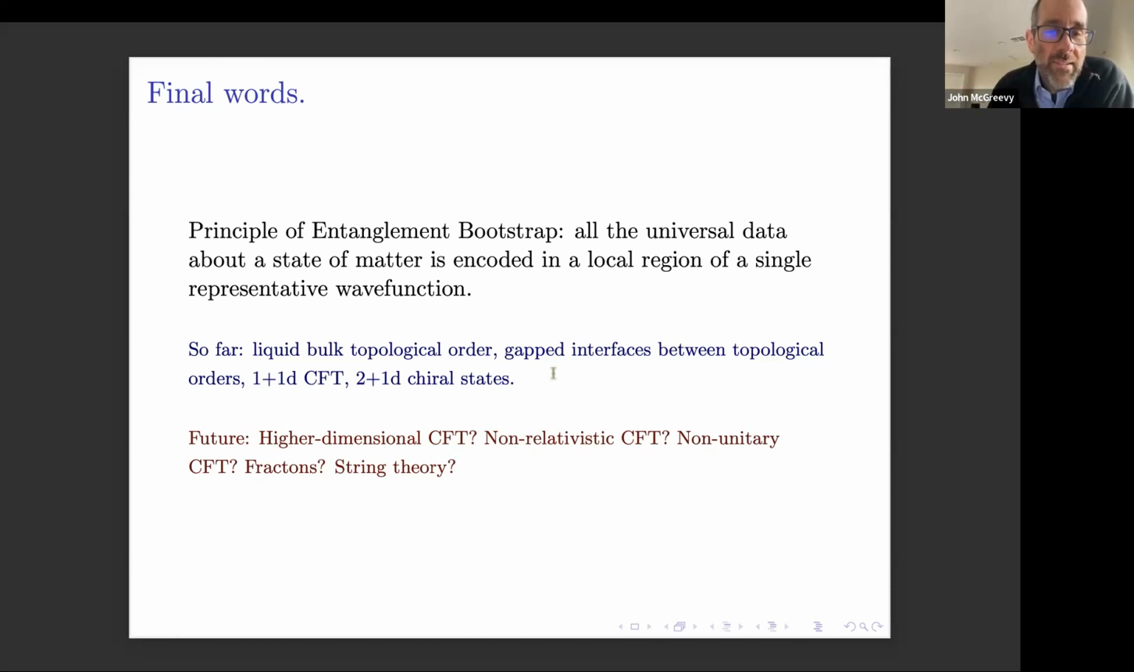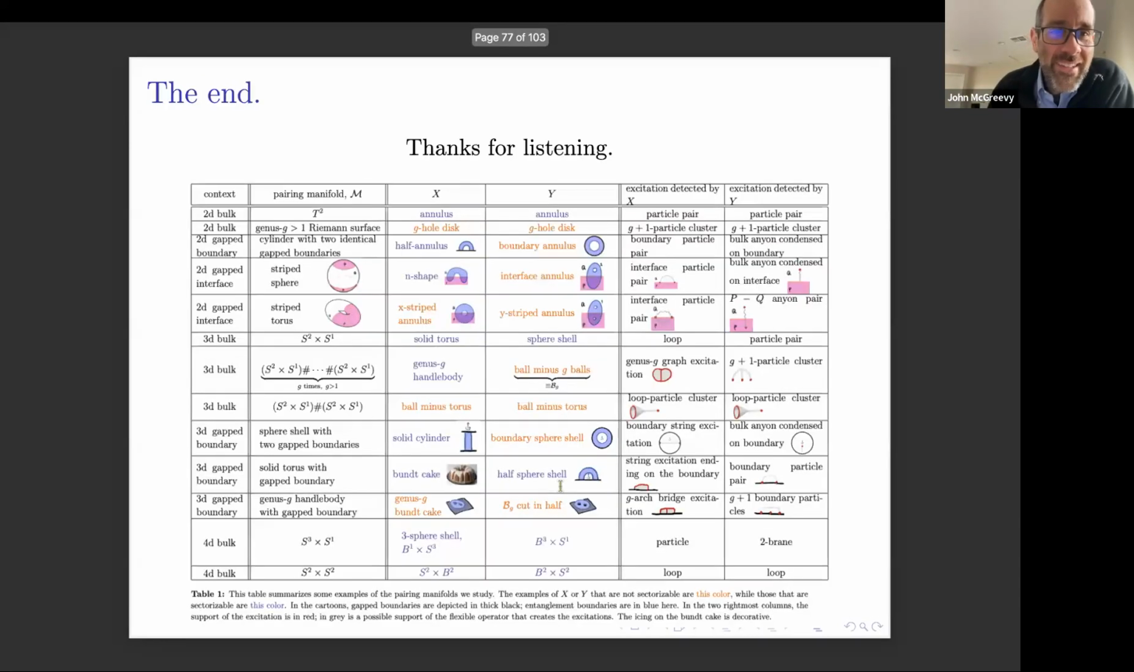But of course, there are many other possible classes of states. I mentioned excited states. We can ask about higher dimensional CFT, non-relativistic CFT. Yeah, lots of other crazy things whose answers I don't know yet. Okay, that's the end. Sorry for going over, but thank you for your patience.